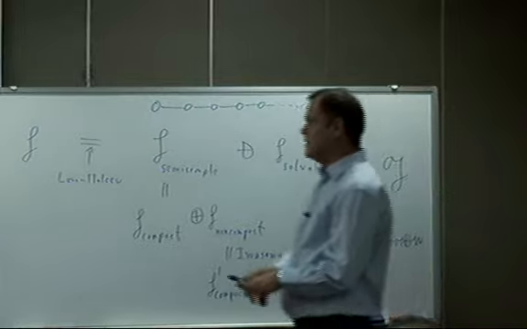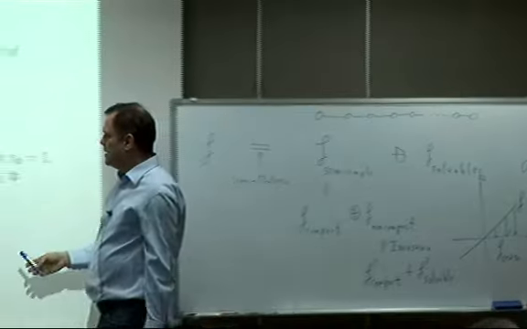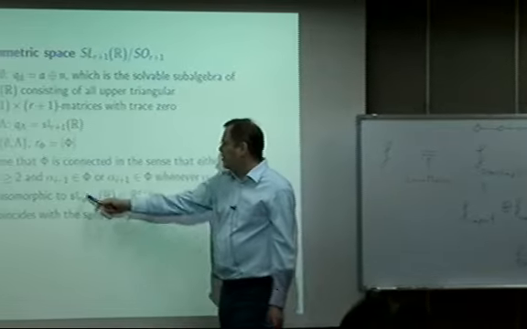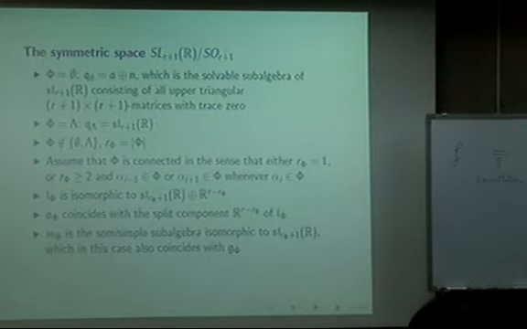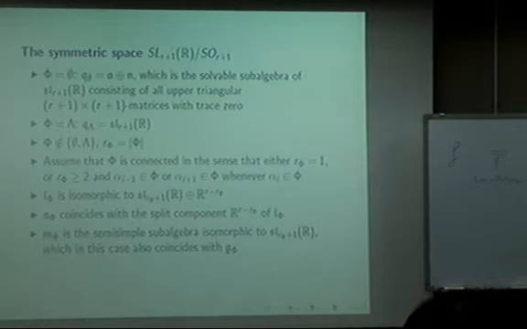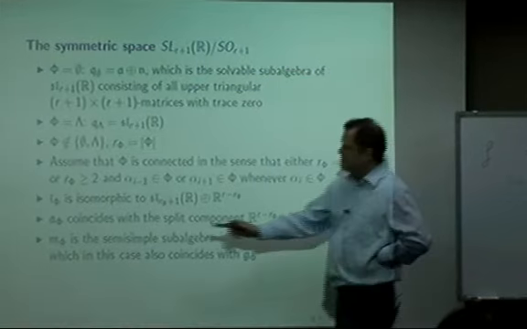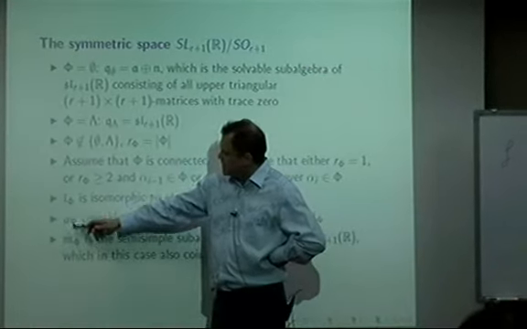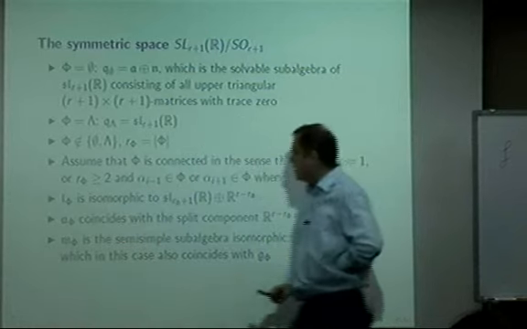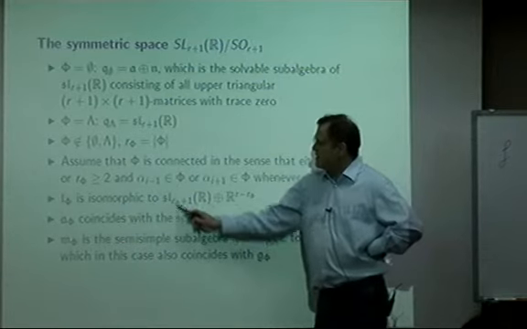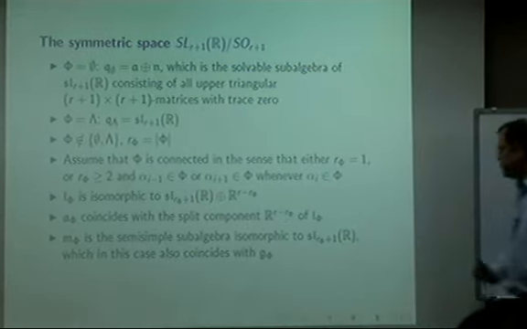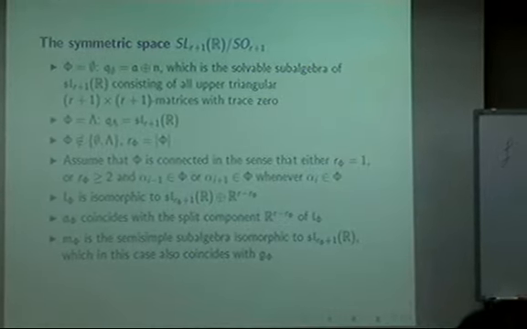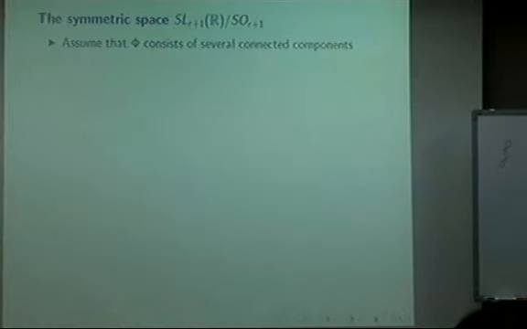So A phi coincides with this algebra. In algebra, this is known as the split component of the reductive algebra. Then M phi is obtained by removing A phi. This is the definition: M phi is obtained by taking the orthogonal complement of A phi in L phi. This is then the special linear algebra, and in this case it also coincides with G phi.